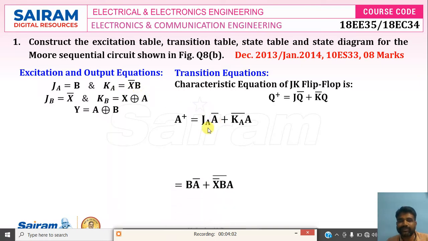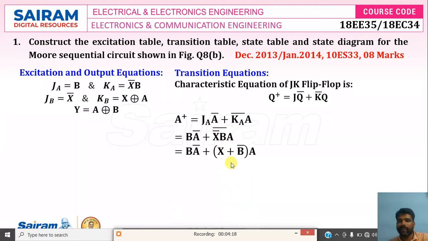So it becomes J is equal to B into A bar, and K is equal to X bar B whole bar into A. Again apply De Morgan's law to this. It becomes X plus B bar, multiplied by A. So this can be written as A bar B plus X A into B bar.